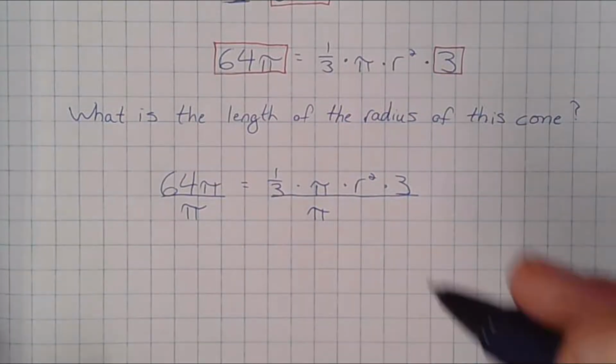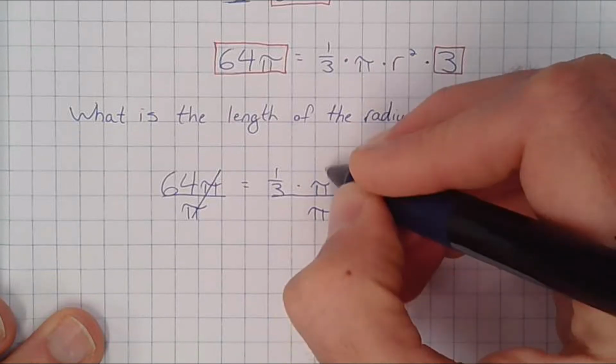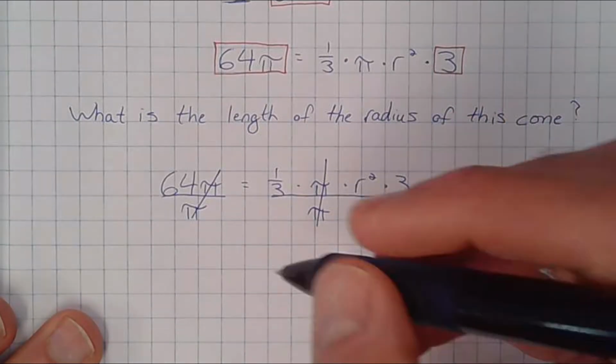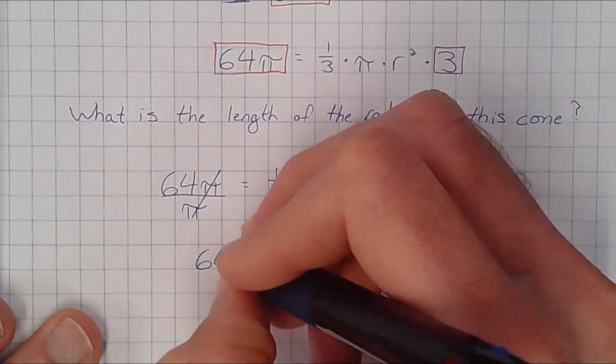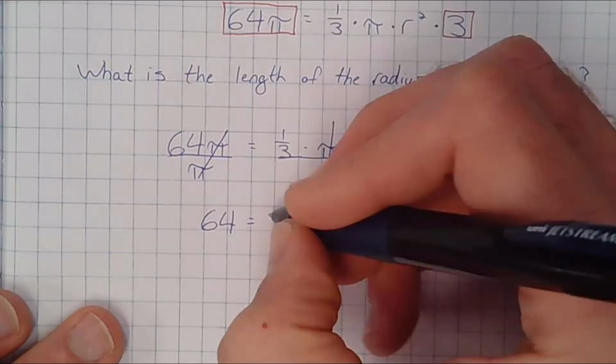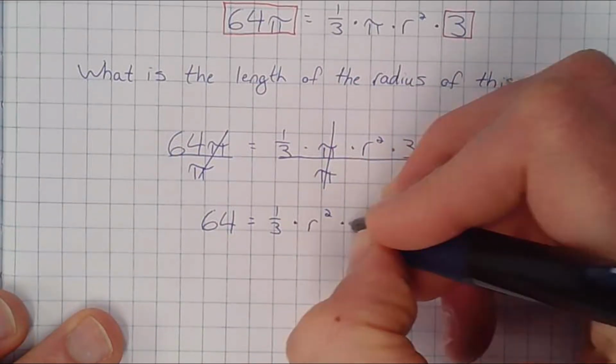And I know that pi divided by pi is 1. And over here, same thing, pi divided by pi, that's just 1. I'm writing a big 1 through them. So now we get 64 on the left equals, and then on the right, all we have is 1/3 times r squared times 3.